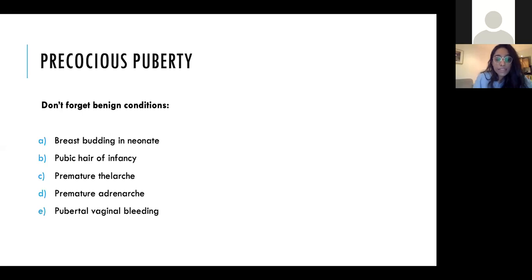Premature thelarche is when you have very small breast tissue, and that usually fluctuates over time. And again, this doesn't need any further investigation. That usually resolves by 3 years of age.